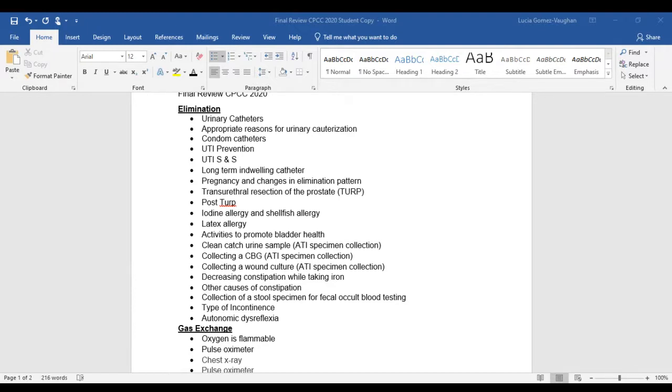Clean catch urine sample, male. They're going to have to retract the foreskin slightly to expose the urethra. Do not pull the foreskin over the meatus, because that foreskin could contaminate the urinary meatus and contaminate your sample. The person is going to use a circular motion to clean the meatus, and they want to use a new towelette for each wipe, and then discard the old towelette. They will void a small amount prior to collecting the sample, so they are collecting the sample midstream.